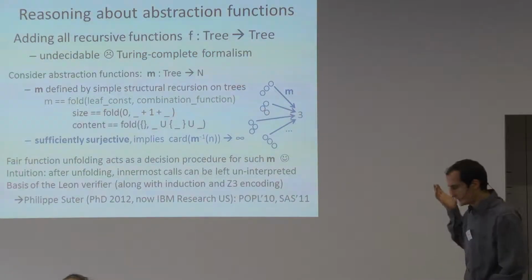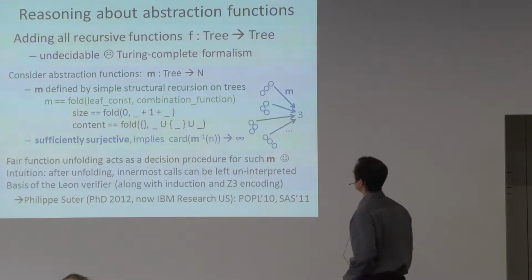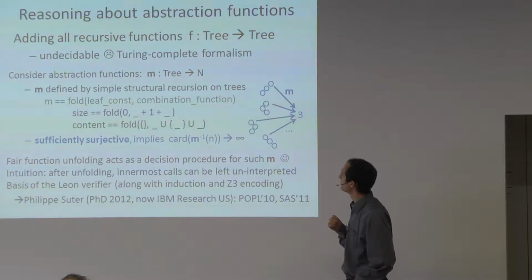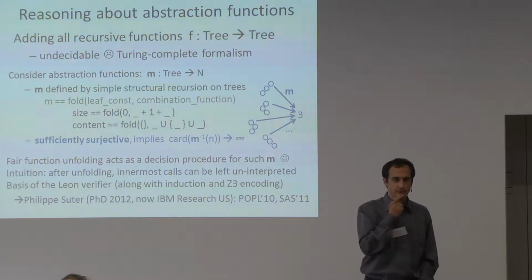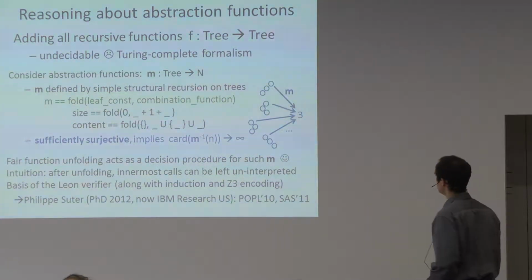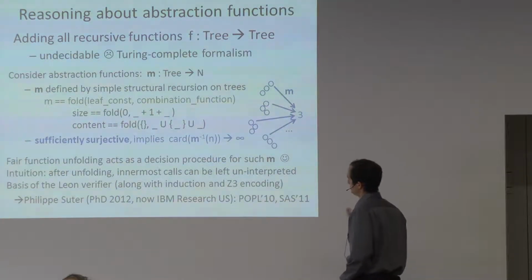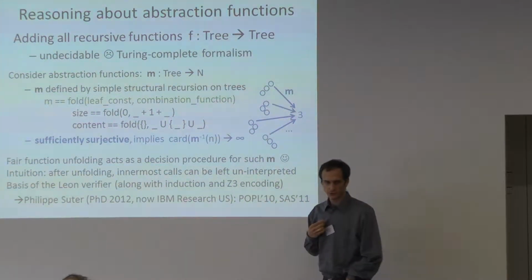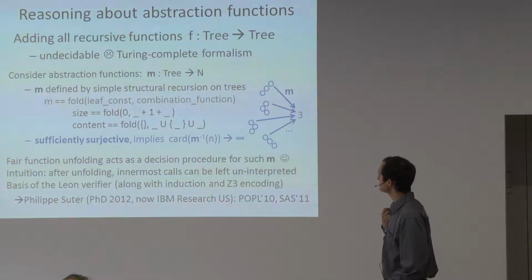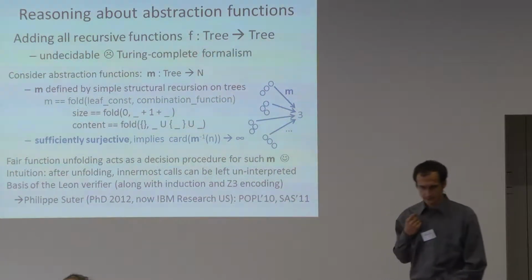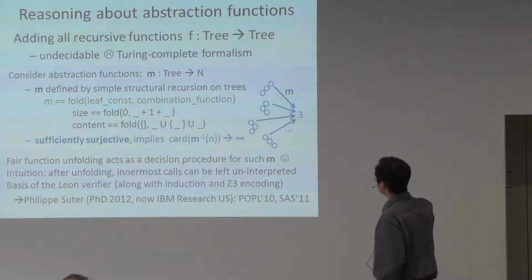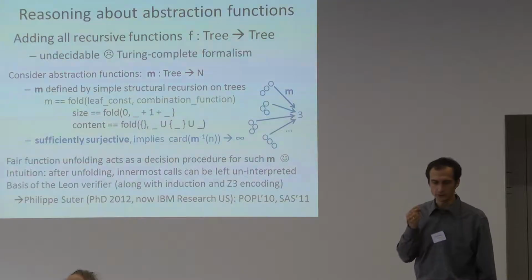Now, of course, if we added arbitrary computable functions over this countable domain, we would get a Turing-complete formalism. So we are interested in some simpler functions for which we can still get tractable decision procedures or verification condition solvers. So the kind of functions that we have looked at generalize this notion of content of a data structure.